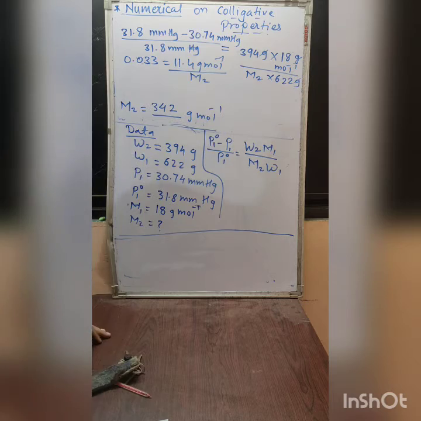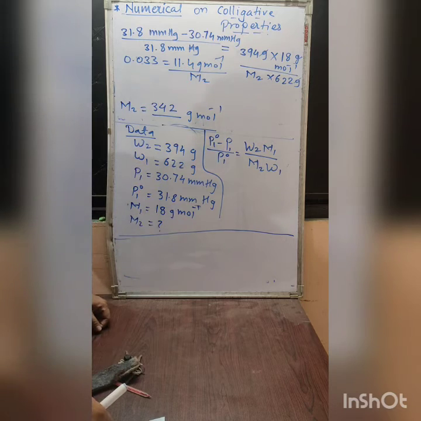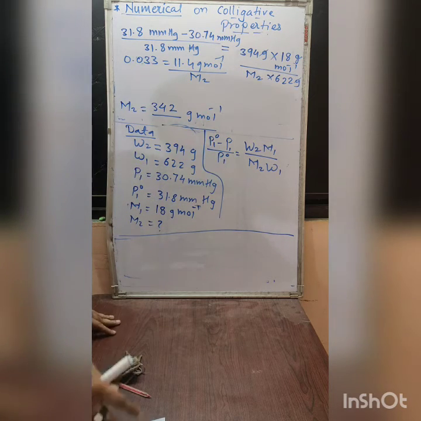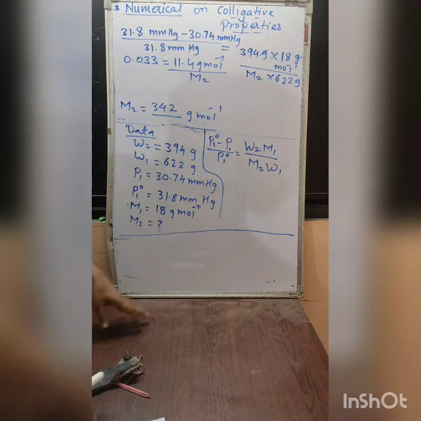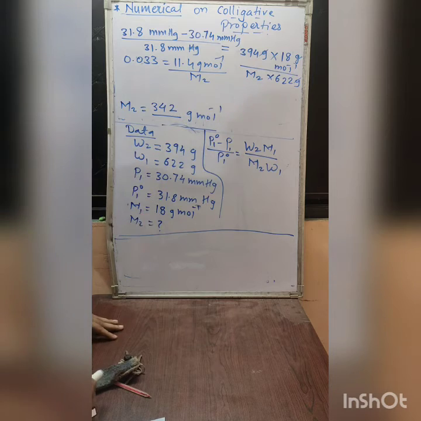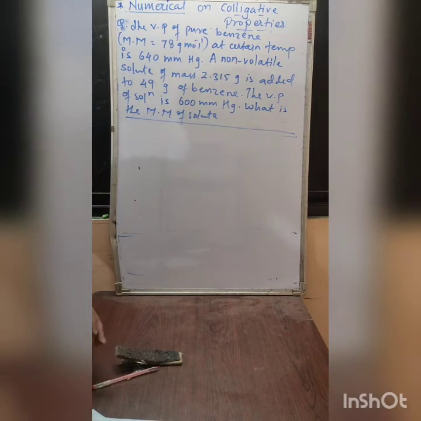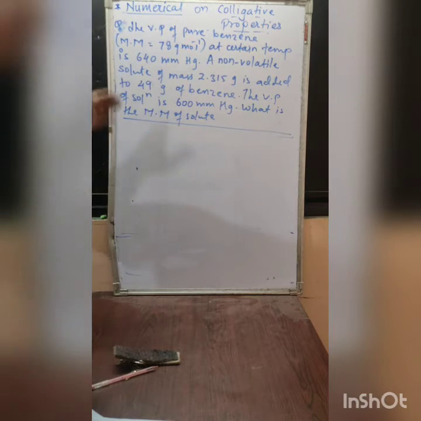The most important thing, I think you understood the numerical. First see what data is given in the numerical, then find out which formula we have to use. After writing the formula, we have to substitute the values and then calculate. Okay, now we will see the next numerical, once again based on relative lowering of vapor pressure.